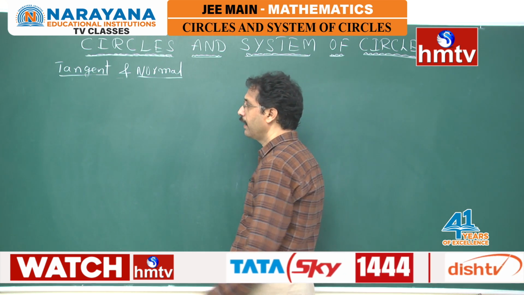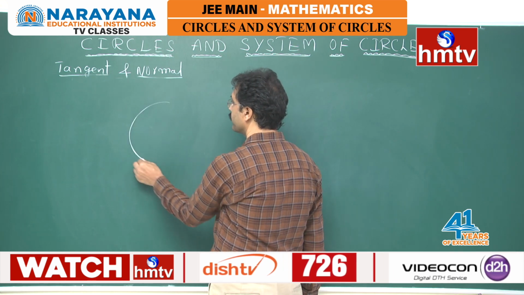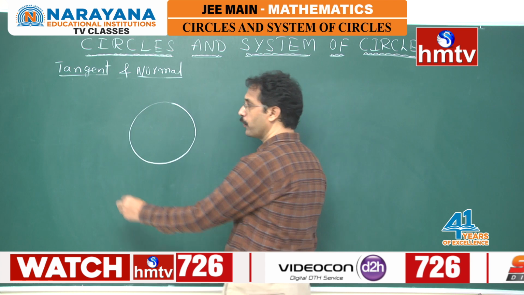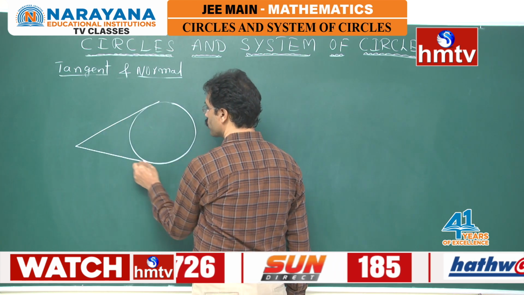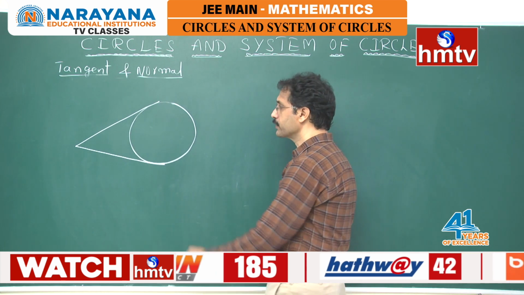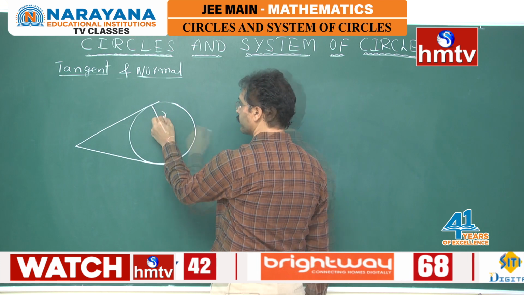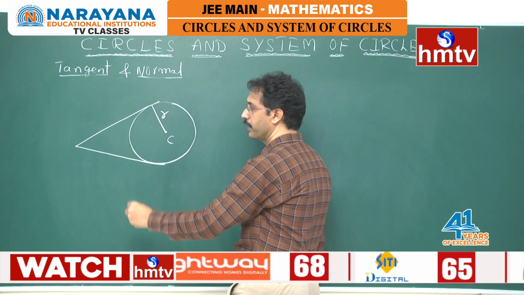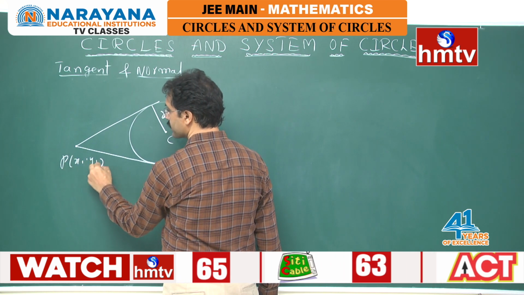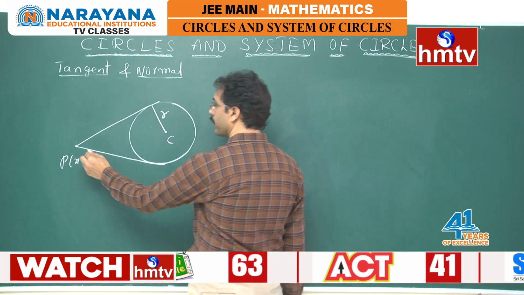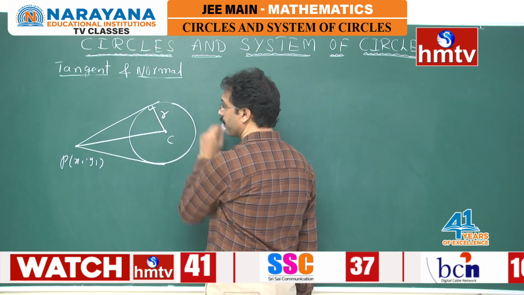Now we will see the length of the tangent drawn from an external point to the circle. Here, see, suppose it is a circle. From an external point we can draw two tangents, a pair of tangents. We know these two lengths will be the same. Suppose C is the center of the circle, R is the radius, then the length of the tangent drawn from a point P x1 comma y1 to this circle we'll find out. Here, see, we know if I join P and the center, this is a right angle triangle.